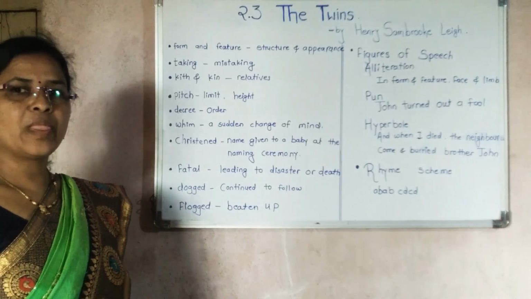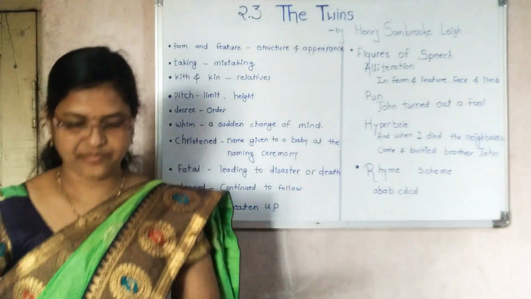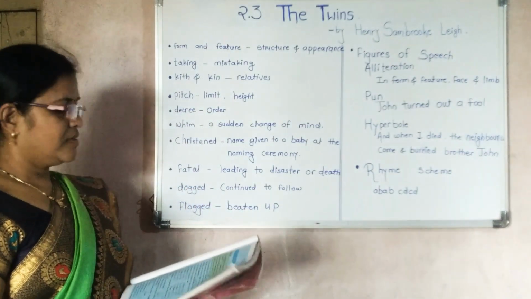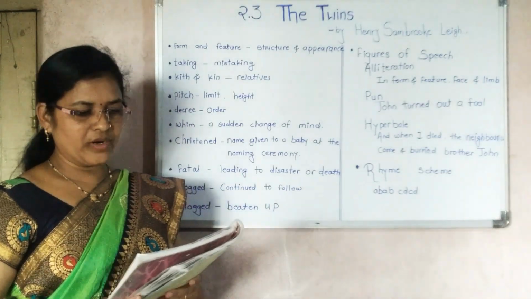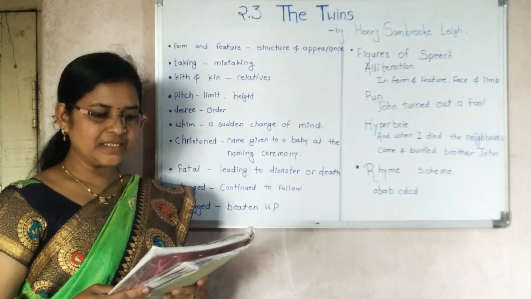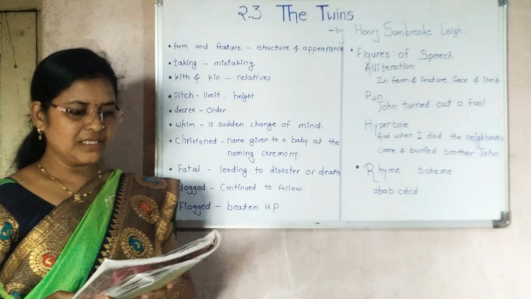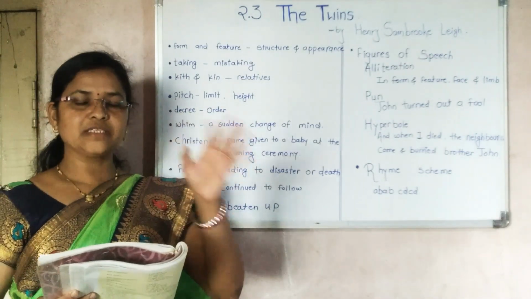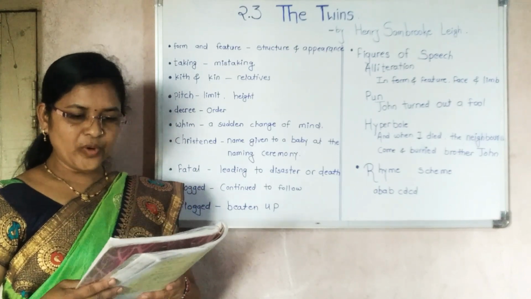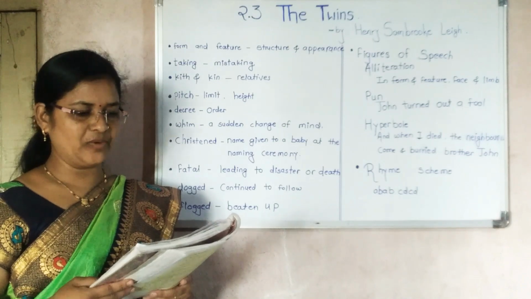So all of you open your textbook and see page number 57. Question number one: two babies born at the same time are called twins. Guess and share who are triplets, quadruplets and quintuplets. Triplets means three babies born at the same time to the same mother. Quadruplets and quintuplets mean four and five babies born at the same time to the same mother respectively.